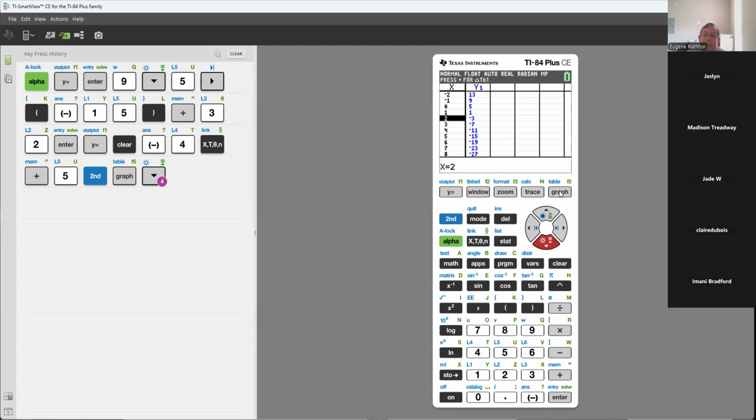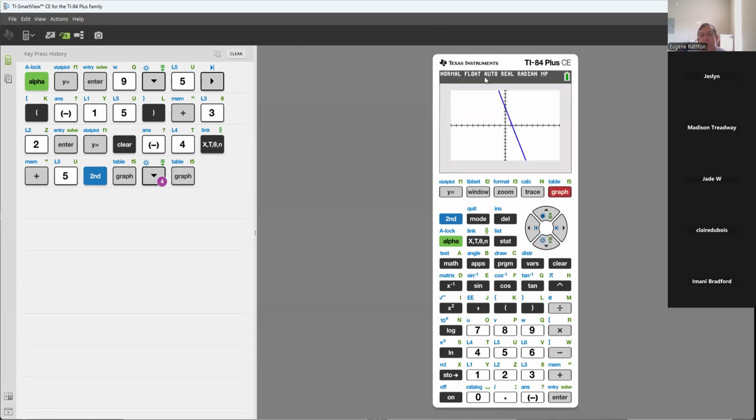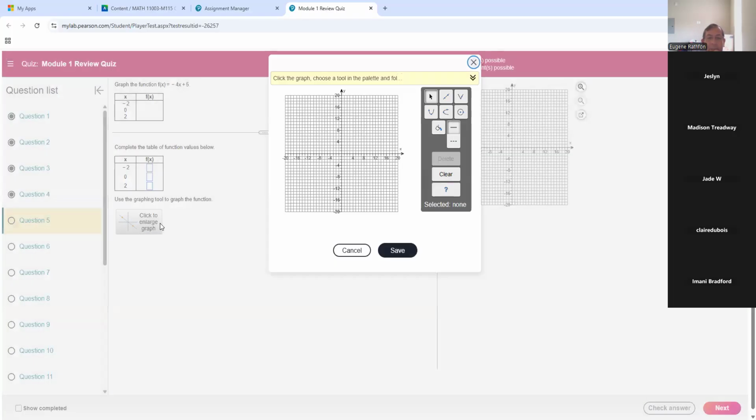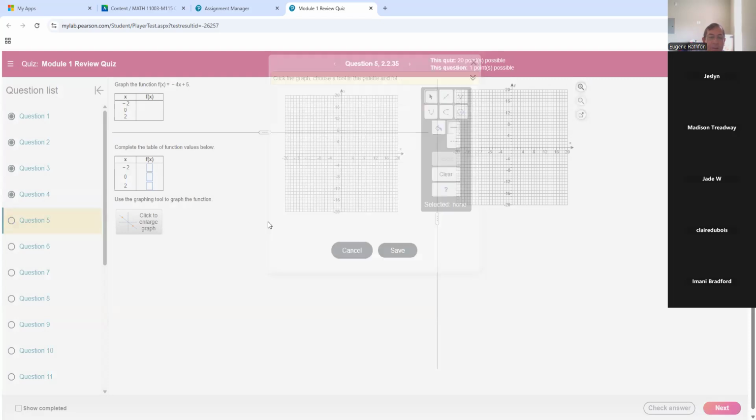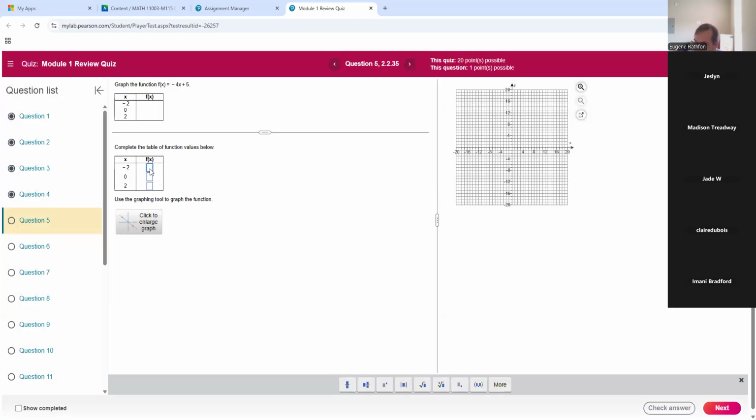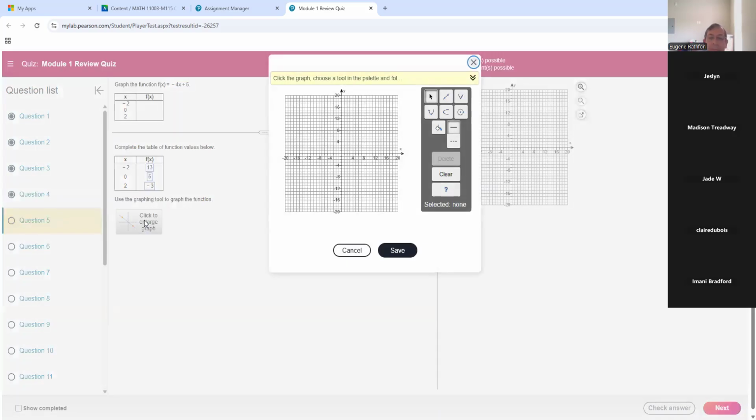So y'all, either way, let's look at the graph and what it's going to look like. So it's going to be a line going downhill when we're done, okay? All right, y'all, so I'm going to click the enlarge graph. Oh, now, let me say first, you have to actually put your numbers in here. So -2 was 13. 0, I had a 5. And then at +2, we had a -3. So you'd have to put those in first and then graph this, okay?